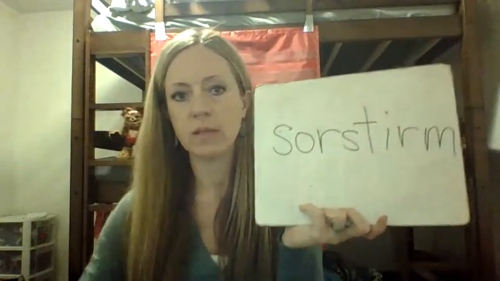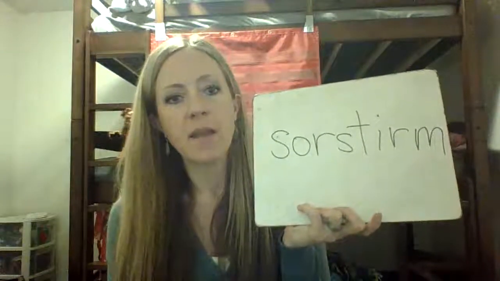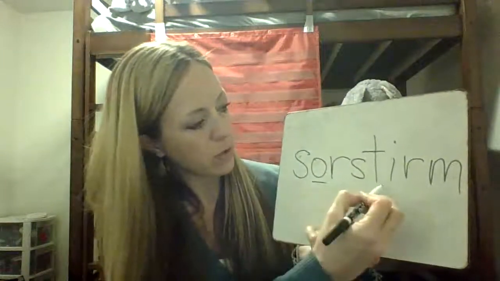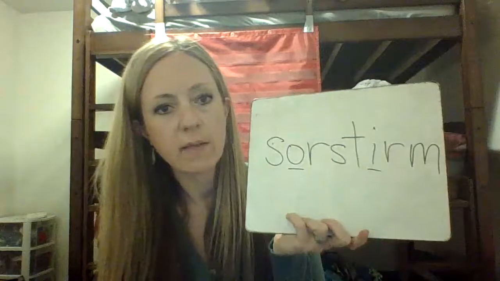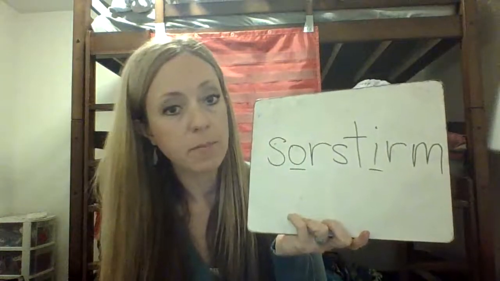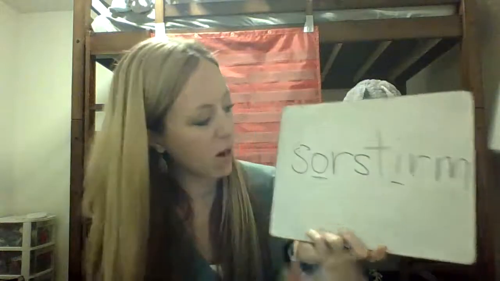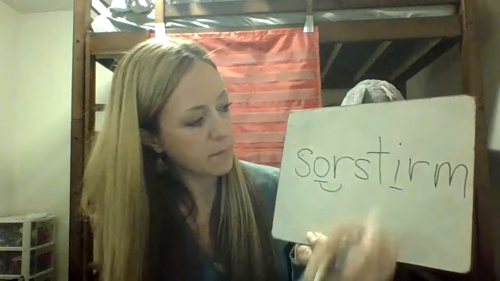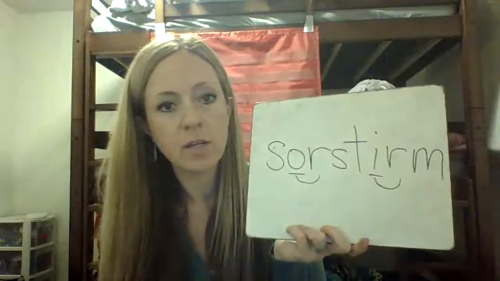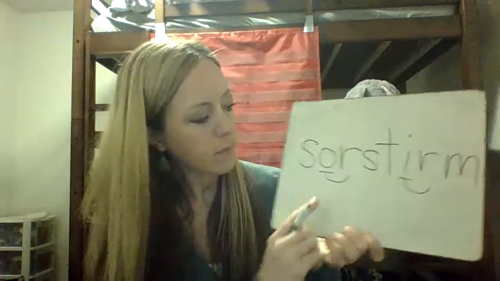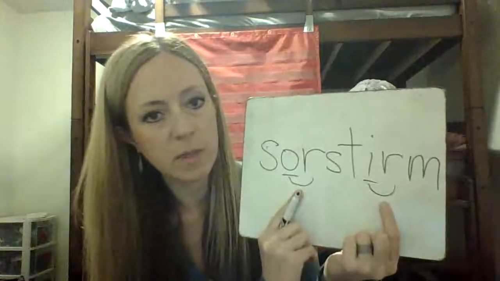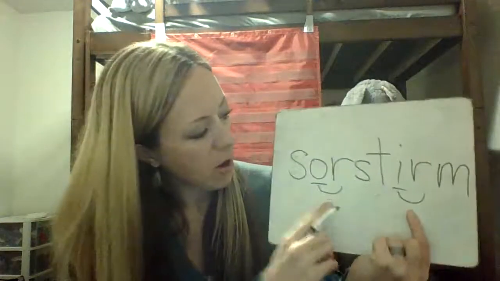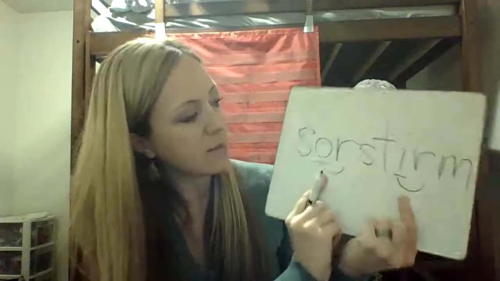S-O-R-S-T-I-R-M. Ooh, that's long. Find the vowels first. Point to them or underline them. I see an O and an I. Is that all? Remember, we're going to connect if it's a vowel R. I see an R after that one. I see an R after that one. Two vowel R's in there. Looking between the vowel sounds, we're going to split this into two parts. There are 1, 2 consonants.